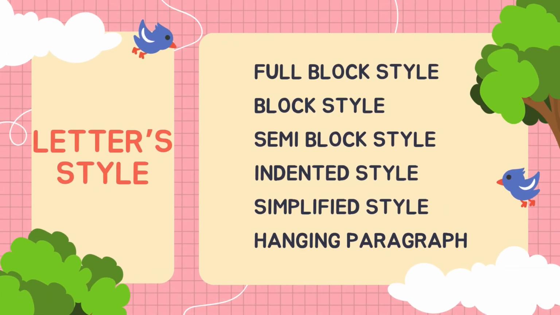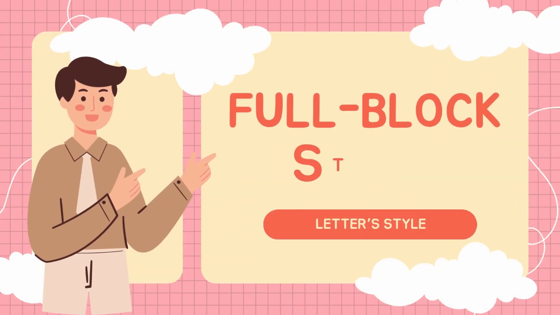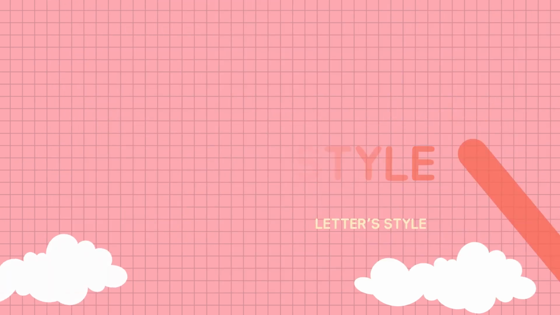On this occasion, we will provide an explanation regarding the letter style chapter, where in this chapter, we will discuss letter forms starting from full block style, semi-block style, indented block style, simplified style, and the last is hanging paragraph style. Okay, the first material in the letter style chapter is full block style.